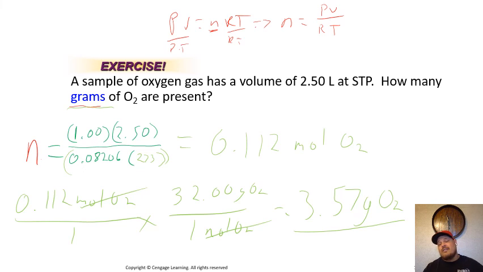So what does that mean? That means at standard temperature and pressure, when I occupy a volume of 2.50 liters, I have approximately 3.57 grams of oxygen gas, okay? So let's see if you can figure out one of those.